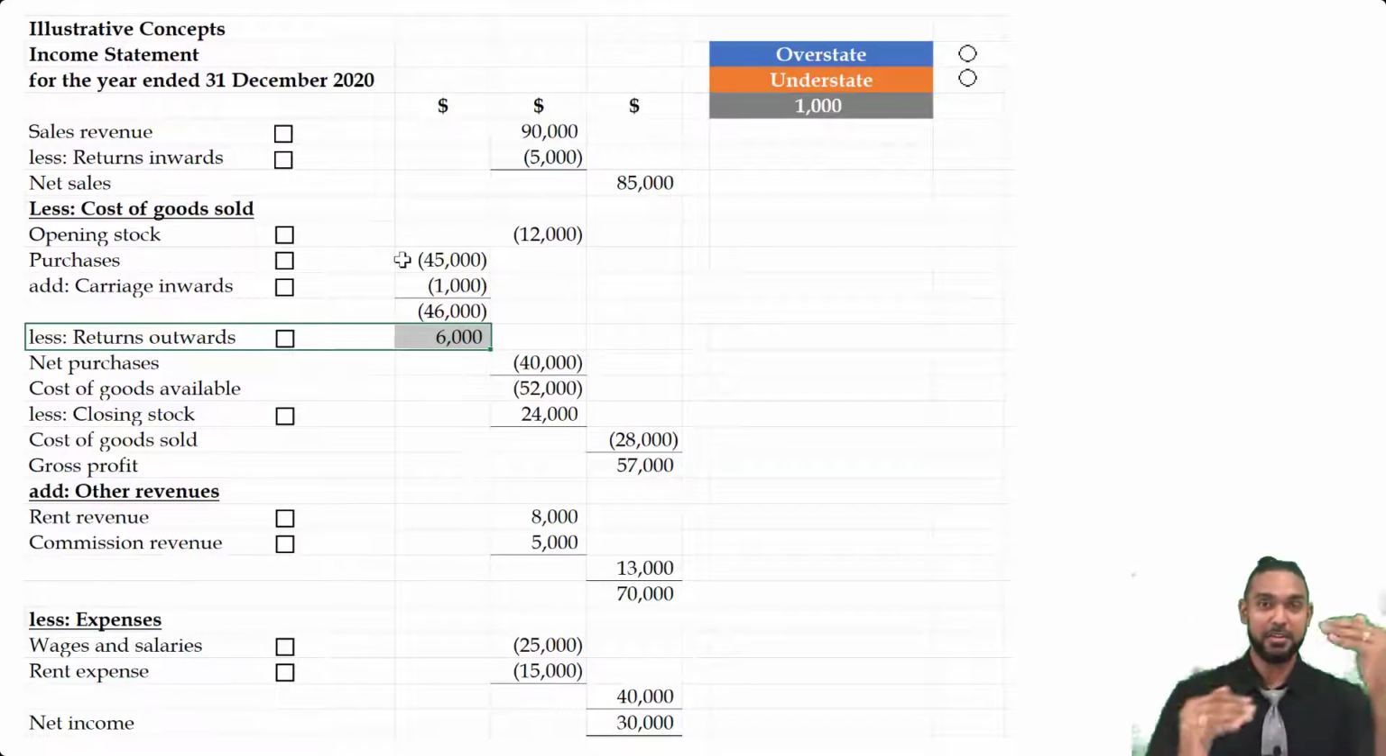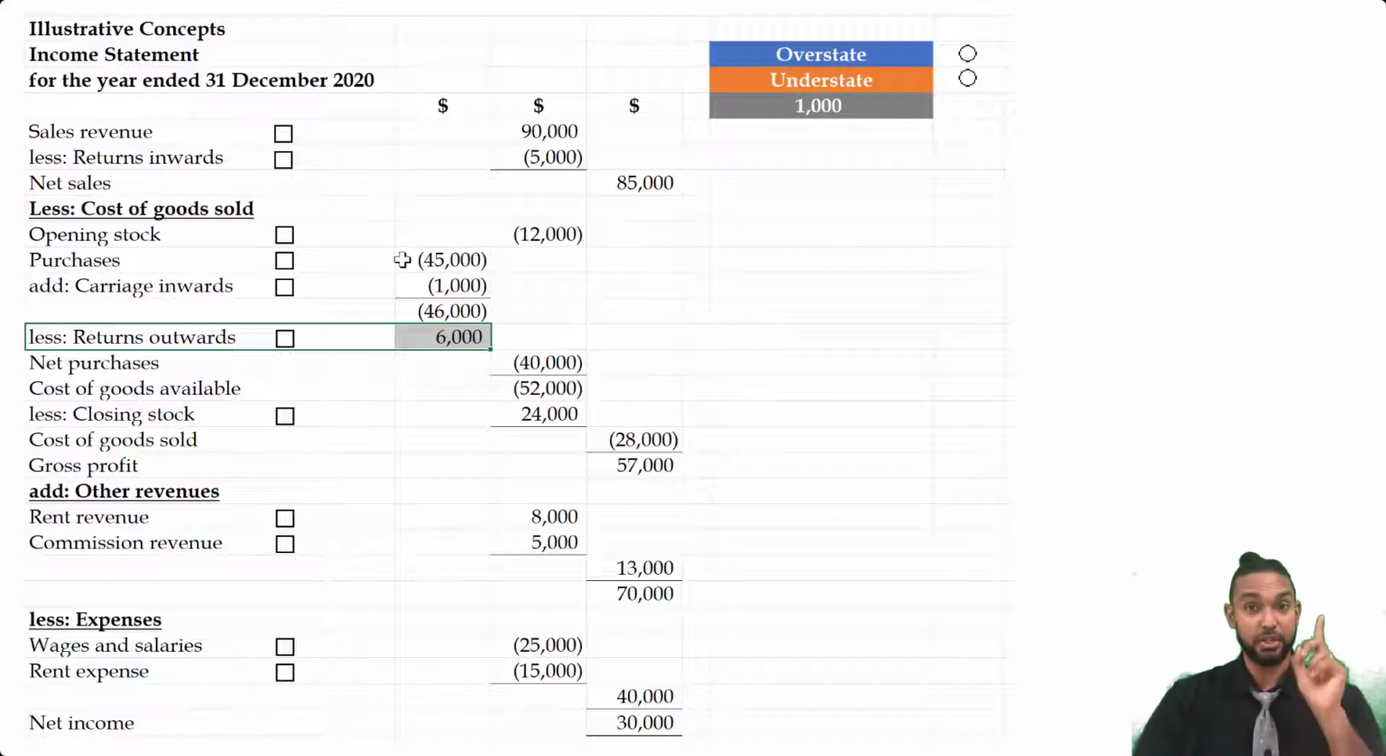Woo! This is kind of topsy-turvy, right? So let's just take a look at those items. Returns out, let's look at what happens when we overstate returns out, and let's look at net income. So our hypothesis is that they should move in the same direction. So we are going to overstate returns out. So that's going to go up from 6 to 7. So this should go up by 1. Let's take a look.